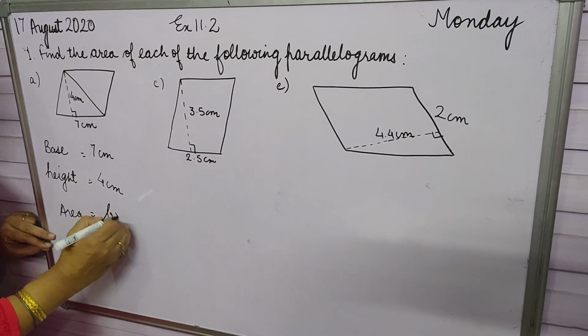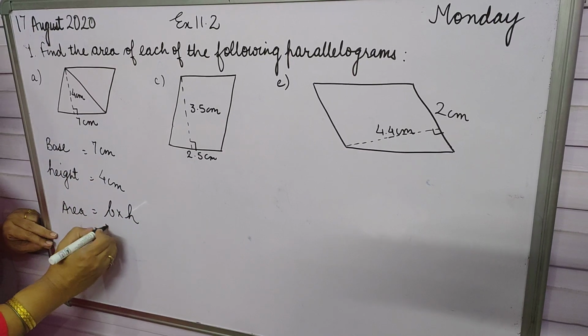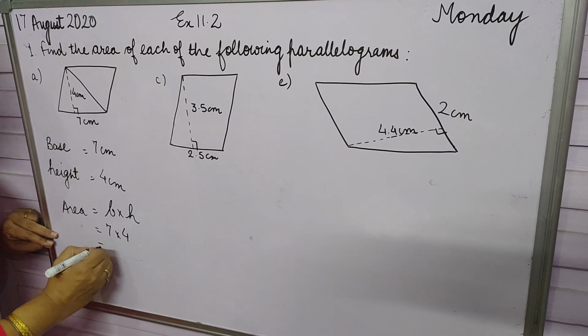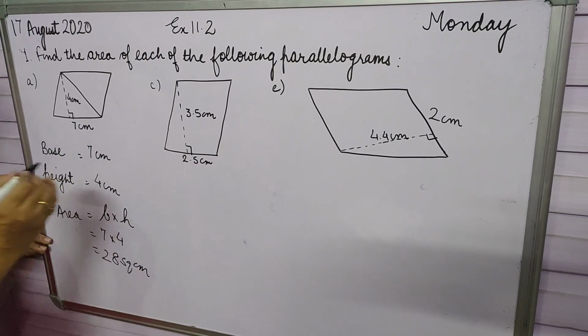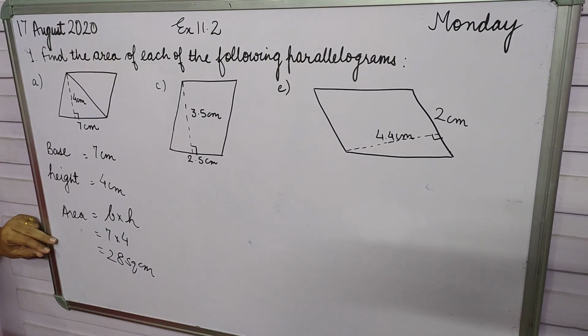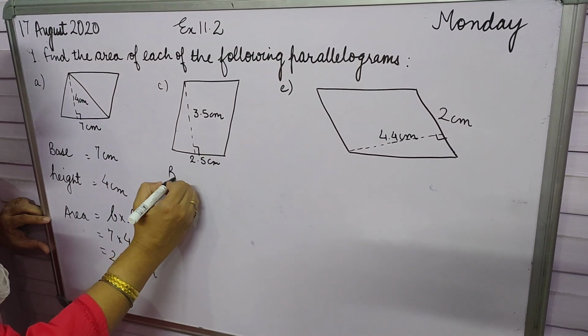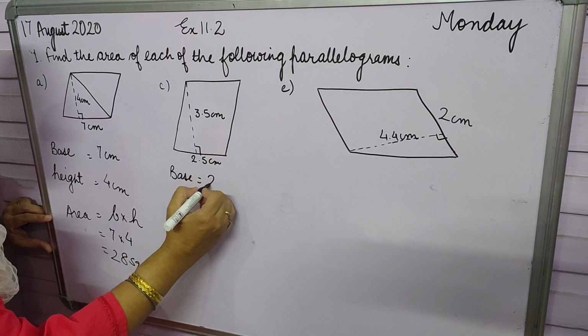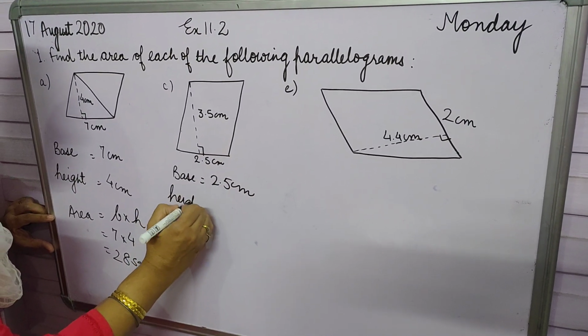Now what is the formula to calculate area? It is base multiply height. So it is 7 multiply 4, that means 28 square centimeter. Similarly, if we see second part, then how much is the base? Yes, the base is 2.5 centimeter. How much is the corresponding height?